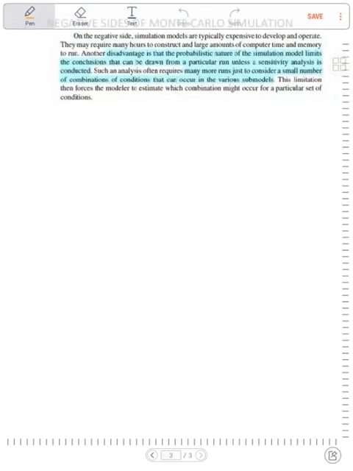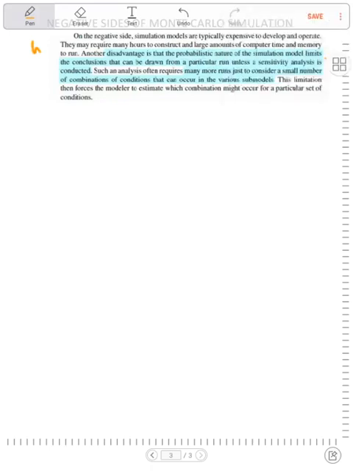On the negative side, simulation models are typically expensive to develop and operate. They may require many hours to construct and large amounts of computer time and memory to run. So again, it is related to the efficiency of the computing machine you are using. Monte Carlo simulation is giving some advantages, obviously at the cost of something. The cost is that it requires a large space. Since it is simulating that large data, whenever any machine is running this Monte Carlo simulation method, that machine should have a large memory available. Also, large time is required to run the algorithm related to it.